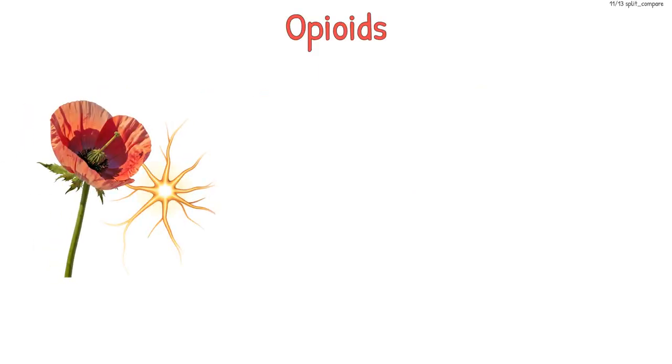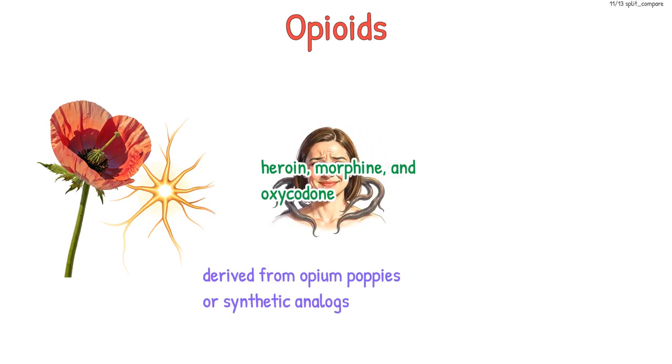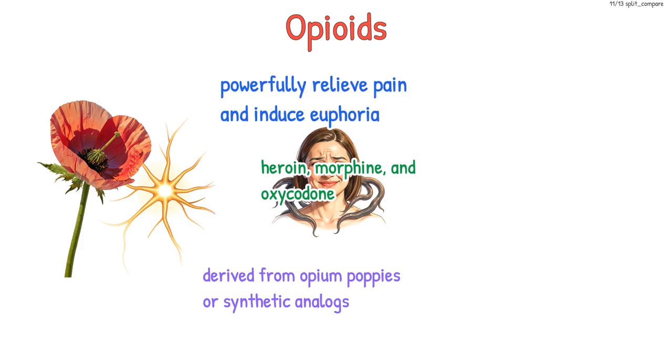Opioids, for example, heroin, morphine, and oxycodone, are derived from opium poppies or synthetic analogs. They powerfully relieve pain and induce euphoria by activating the brain's reward pathways, but carry extremely high risk of tolerance, physical dependence, and life-threatening addiction.